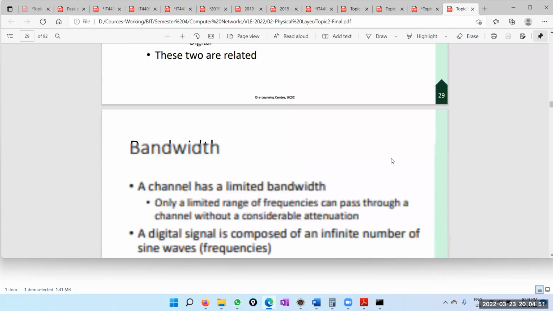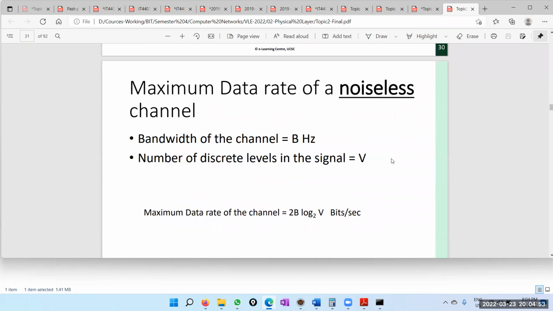Right, so this one, right? So this is for noiseless, right?